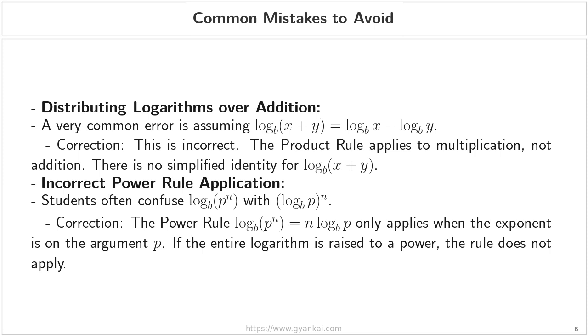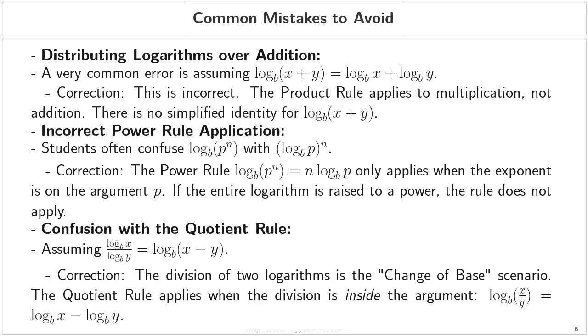Next, let's look at the power rule we covered previously. Students often confuse the log base b of p raised to the power of n with the entire expression log base b of p raised to the power of n. It is important to remember that the power rule, which allows us to bring the exponent down as a coefficient, only applies when the exponent is specifically on the argument, p. If the entire logarithmic result is being raised to a power, the rule does not apply, and you cannot simply move that exponent to the front.